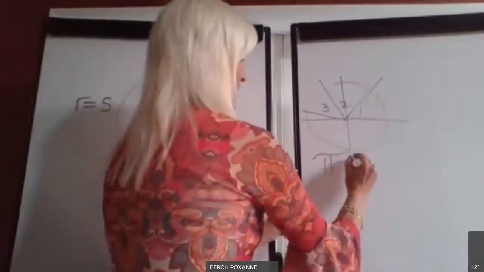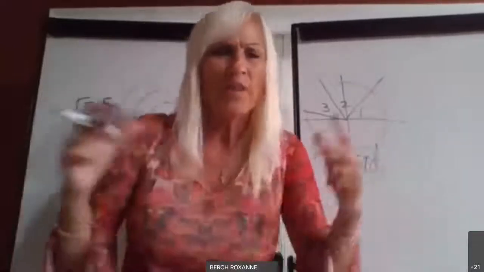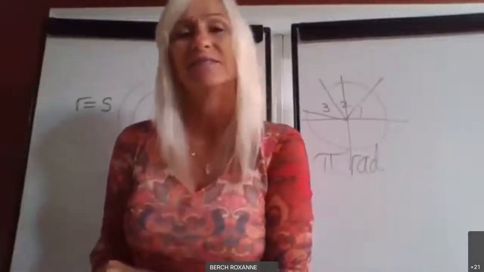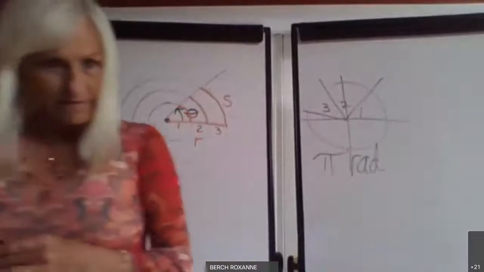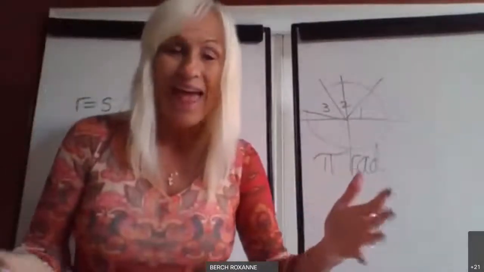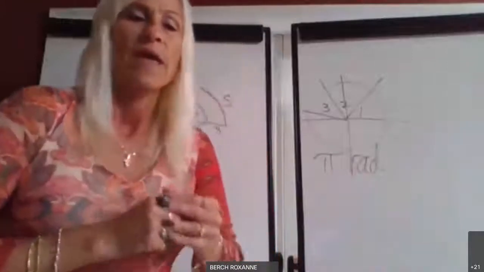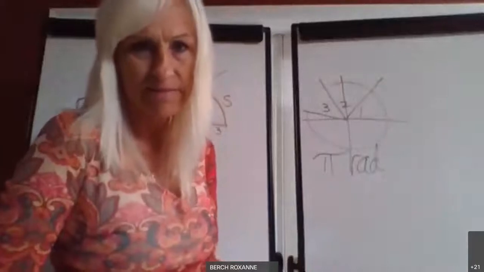So now you know where pi came from. Where did this number come from? It's pi radians. Half a revolution is pi radians. It's 3 radians plus a little bit more. 3.14.